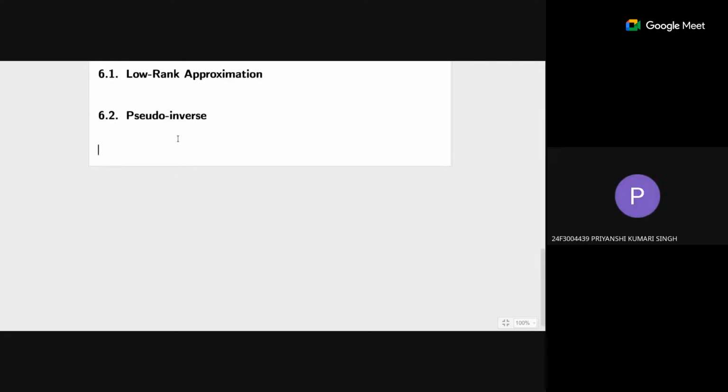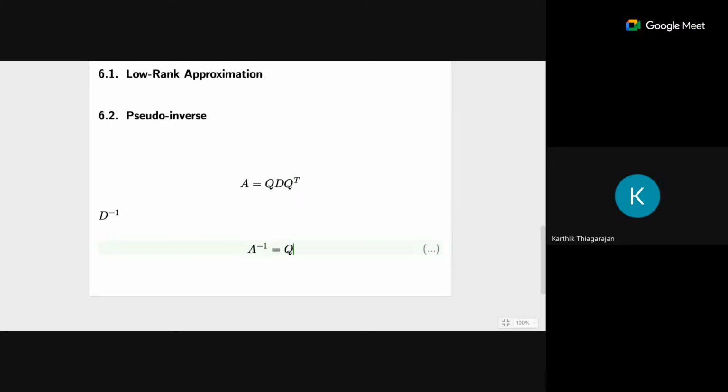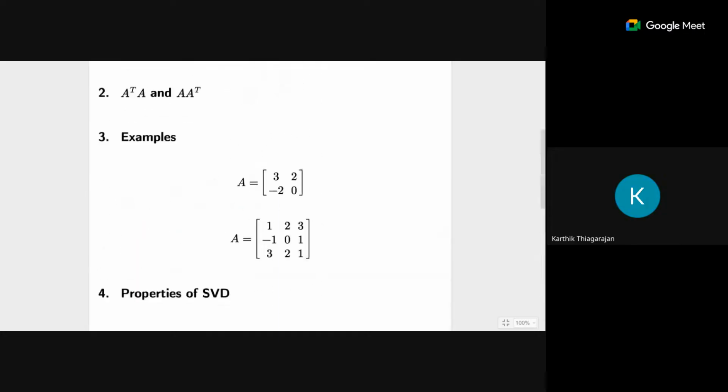Very quickly, if A is positive definite, then A is symmetric first of all. So there is some orthogonal diagonalization possible, A equals QDQ transpose. Now, if A is positive definite, then all the eigenvalues of A are positive. So all the diagonal elements of D are positive. Therefore, D itself is invertible. You can compute D inverse, and then A inverse is just QD inverse Q transpose. So this is the statement. Got it, sir.